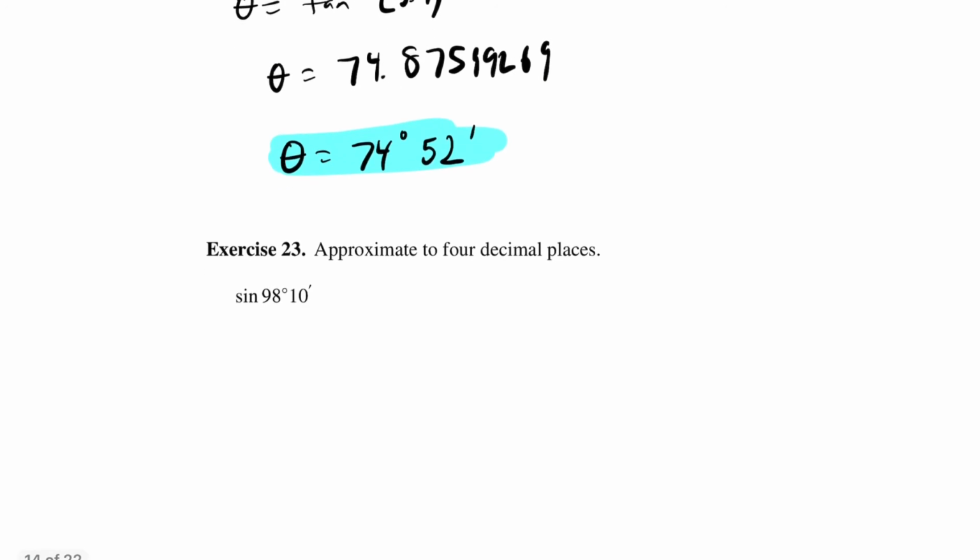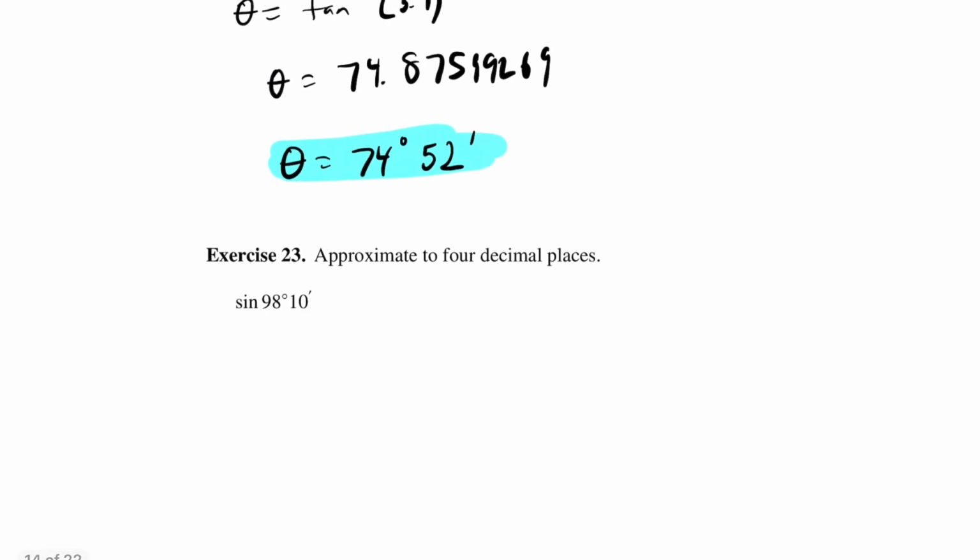All right, same thing over here. They want us to approximate to 4 decimal places. So on your calculators, you would do sine 98 plus 10 over 60. And let's see what that is. And if we're rounding to 4 decimal places, I am going to get 0.9899 as my answer.